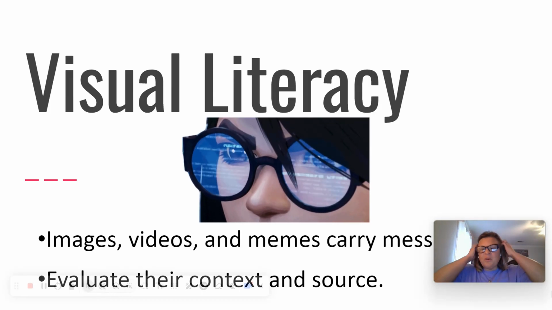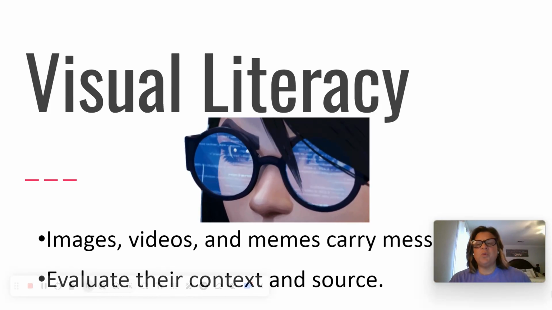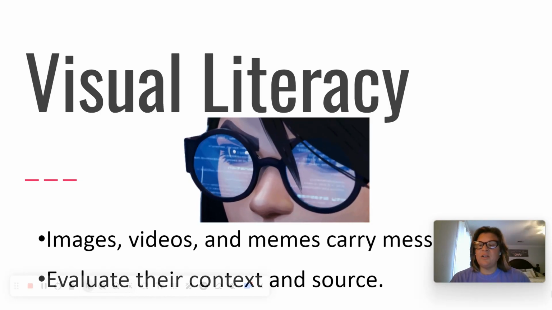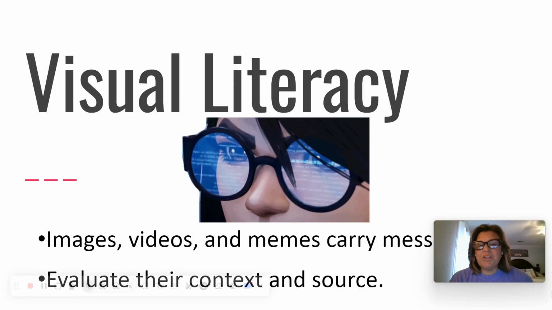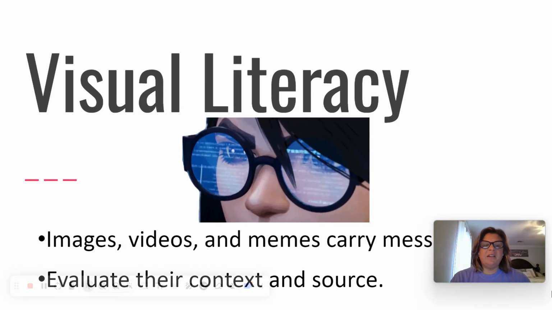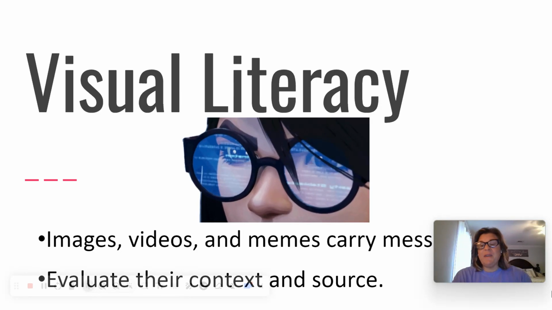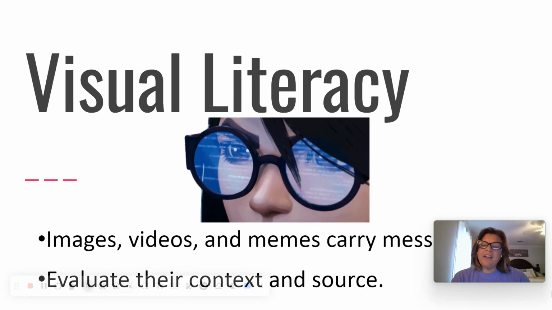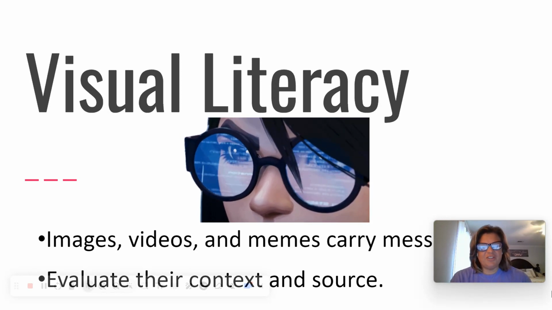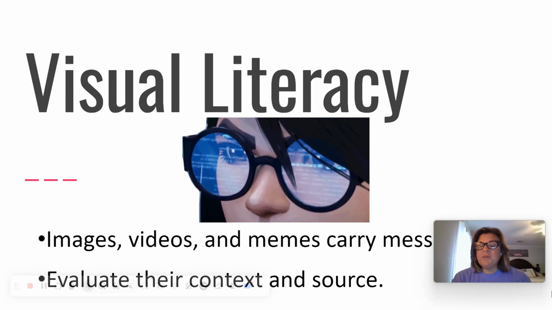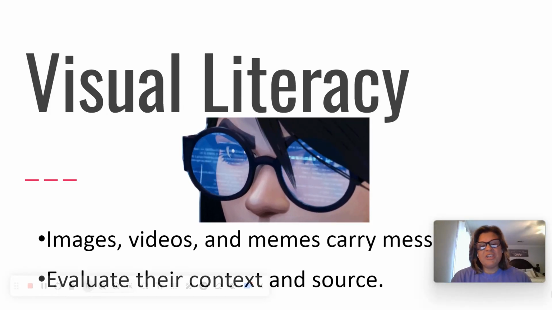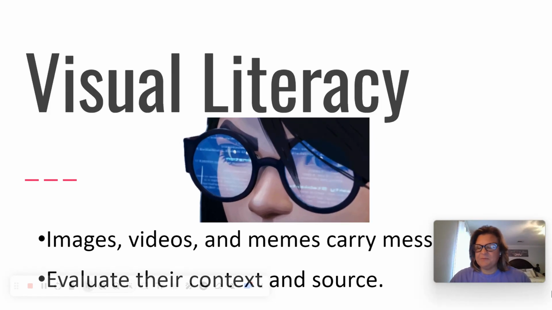Visual literacy. Oh, so many of my students are visual learners. And so the visual appeal of what's on social media or YouTube can draw them in very quickly. And so when we talk about visual literacy, we're talking about images, we're talking about videos, or even memes that carry messages, sometimes hidden messages that we aren't really even paying attention to. And so what we have to learn to do is evaluate the context and the source. Who is presenting this information and what are they trying to tell us?